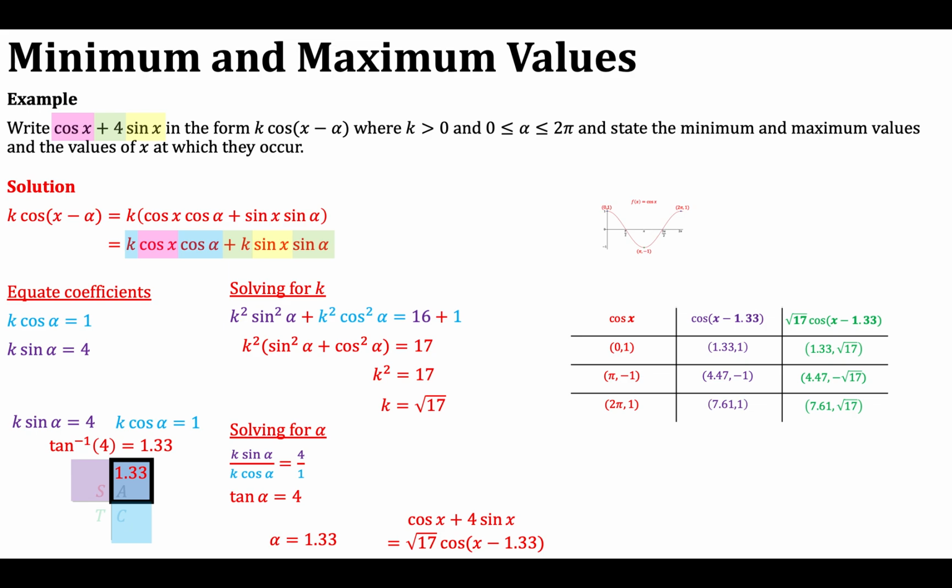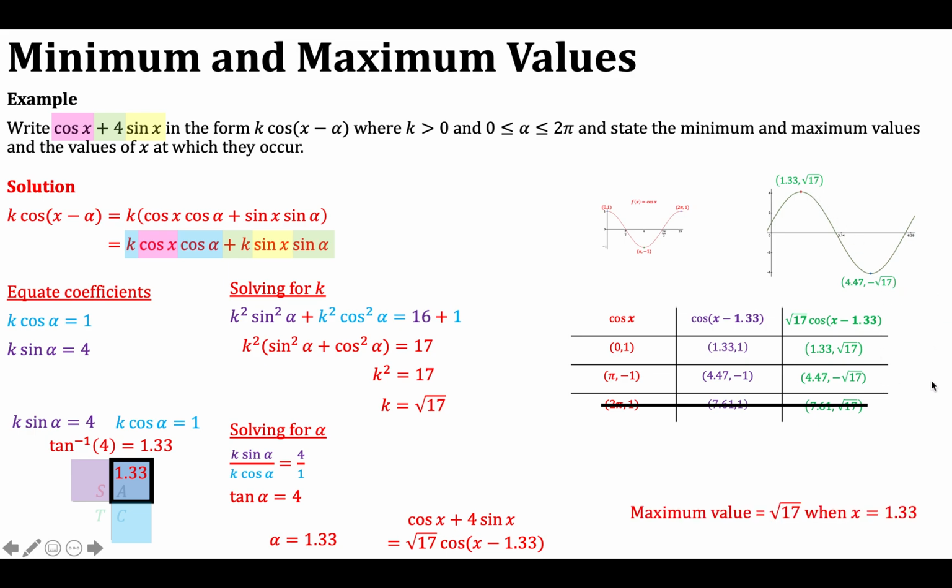Now, we want to know the maximum and minimum values between 0 and 2 pi, and we can see that this one here at the bottom will be outwith that range. So you can see there, if I draw that graph, the 2 points that I've chosen here, I've worked out that those are the maximum and minimum values, and you can see that from the graph as well. So we've got a maximum value of root 17 when x is equal to 1.33, and we have a minimum value of negative root 17 when x is equal to 4.47.